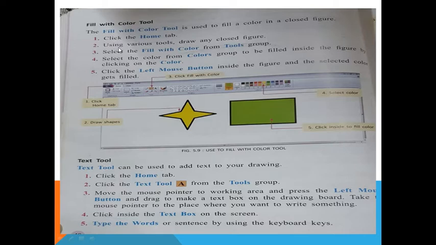Click the Home tab. Using various tools, draw any closed figure. Select the fill with color tool from the tool group. Select the color from the color group to be filled inside the figure by clicking on the color. Click the left mouse button inside the figure and the selected color gets filled.